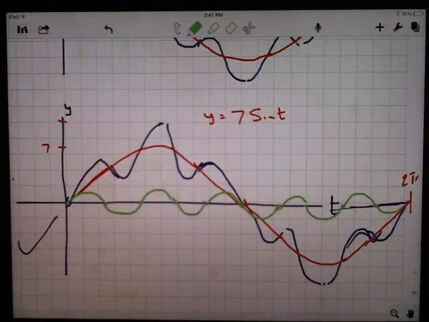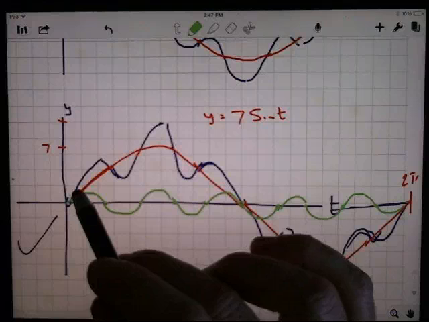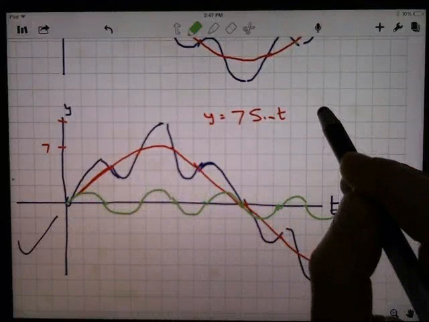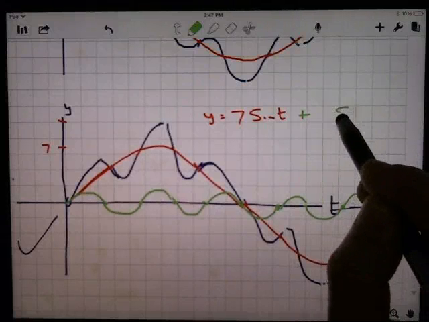What does that look like? Well, that looks like a sine curve, right? Starting in the middle, going up, down, up, down. It looks like a sine curve. So I'm going to be adding on this sine curve.